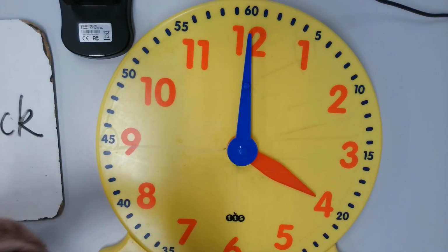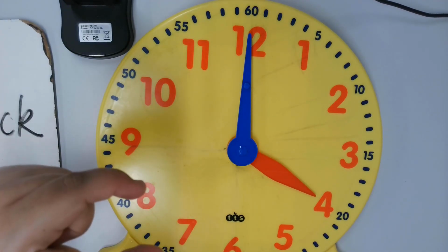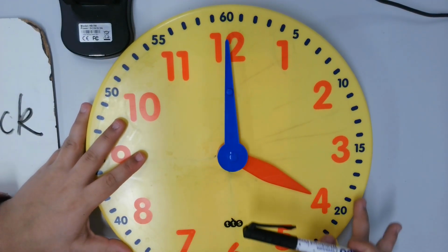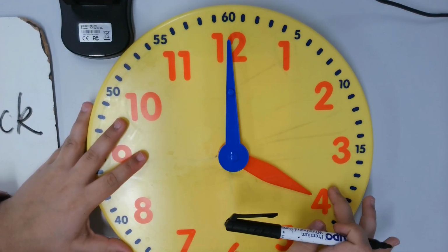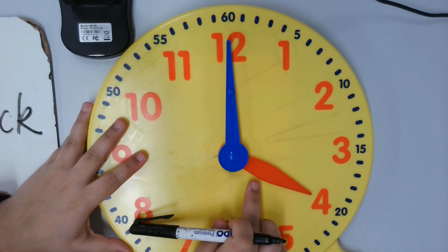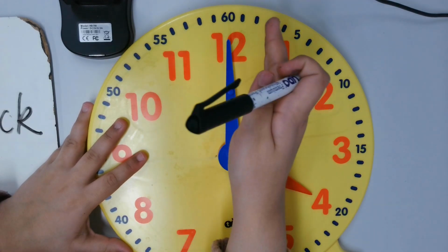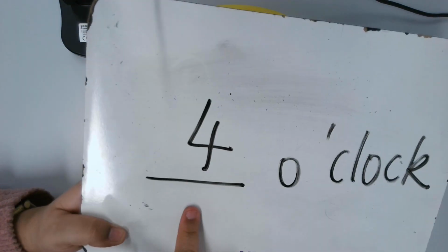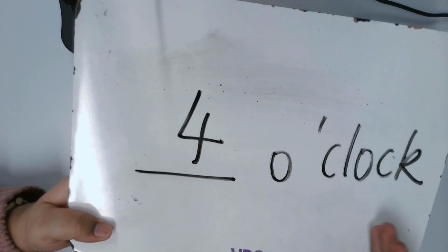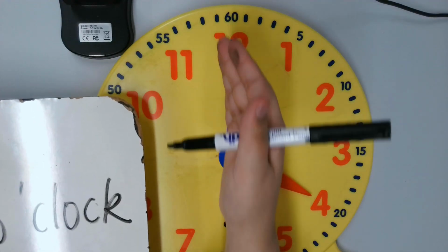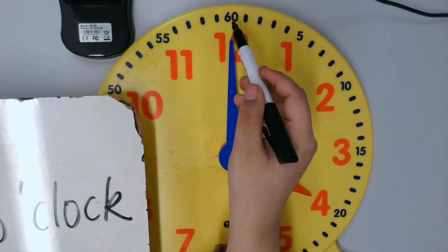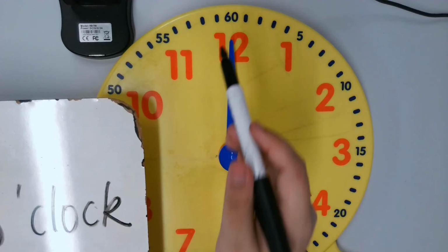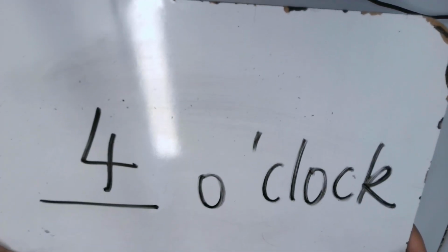Next, I'm going to look at my hour hand. That's my shorter hand. I can see here my hour hand is pointing at 4. That means that it is 4 o'clock. The hour is 4 and it's the start of a brand new hour. We know this because the minute hand is directly on 12, which is 60 minutes, or we also read this as 0 minutes. That means it's 4 o'clock.